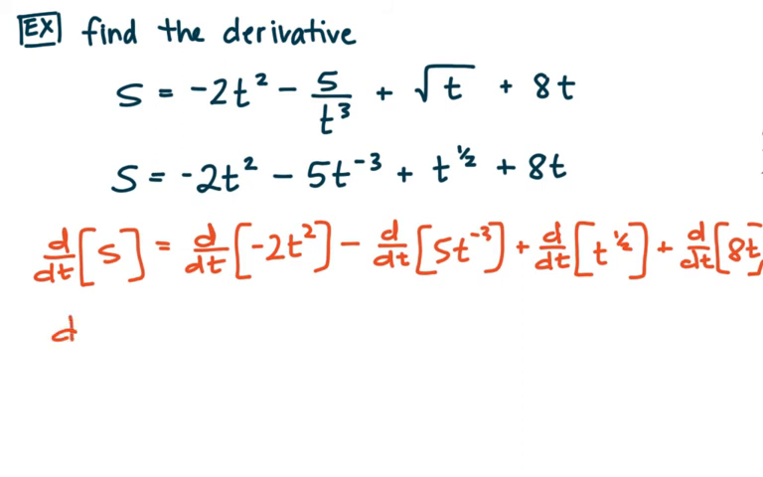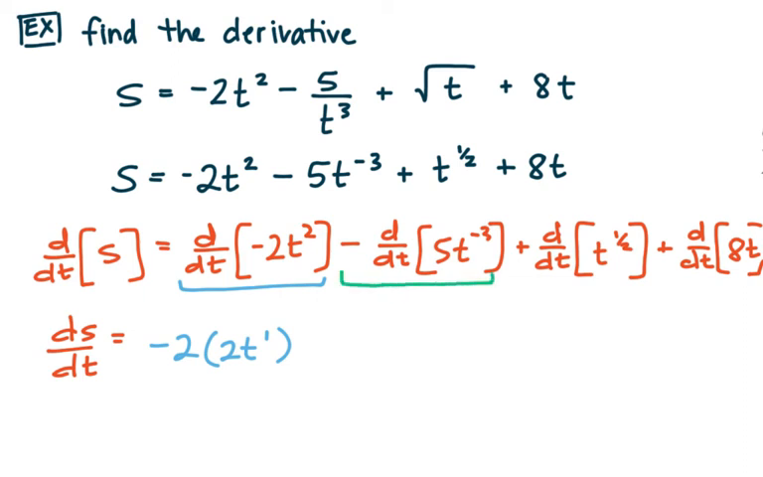So that gives us the derivative of s with respect to t. My first term here, negative 2, I've got 2t to the first. 2 minus 1 gives us the first power. My second term, minus, leave my coefficient 5 in front, and that is negative 3t to the negative 3 minus 1 is negative 4.